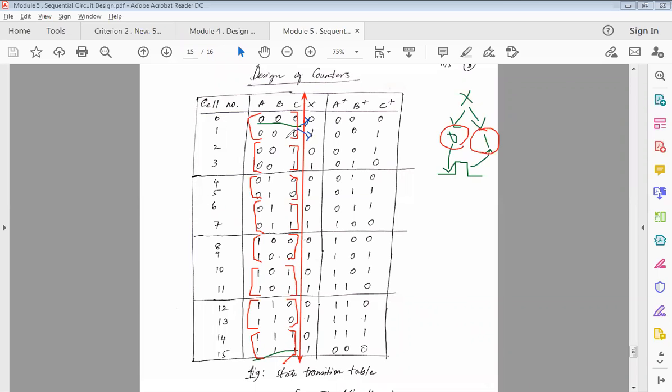Now when the input is 0 and the clock is also low, does it remain the same or go to the next state? When your clock is 0, it remains in the same state, so I am going to have 0 only. In the next case, for the 0 state, when the input is 1 and the clock goes high, it migrates from 0 to 1.